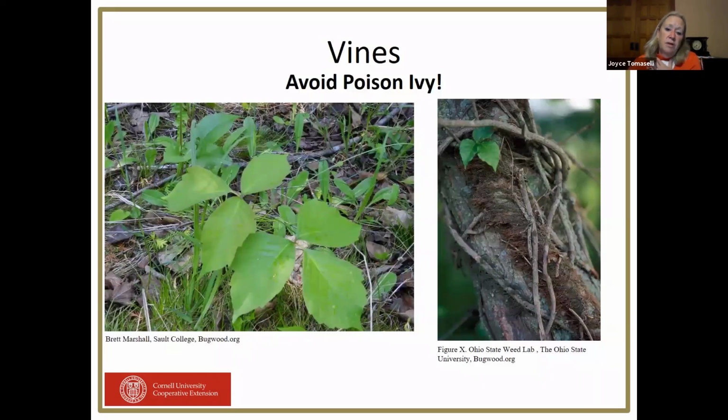So vines, we always want you to know what poison ivy looks like in winter. It climbs with these sort of hairy-like, it grabs with sort of hairs and works its way up the trunk. It also works its way along the forest floor. It is a native, so we don't try and eradicate it because it's not causing harm. We might try and get rid of it because it's causing us annoyance.